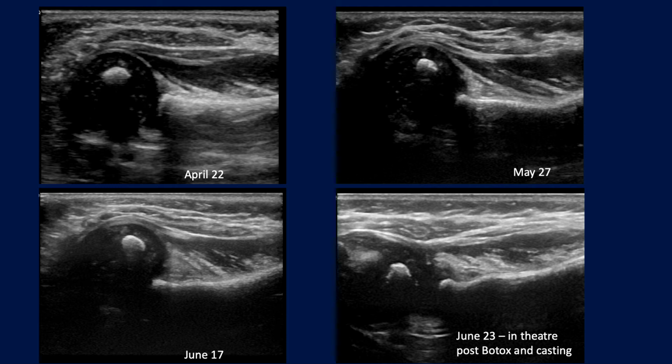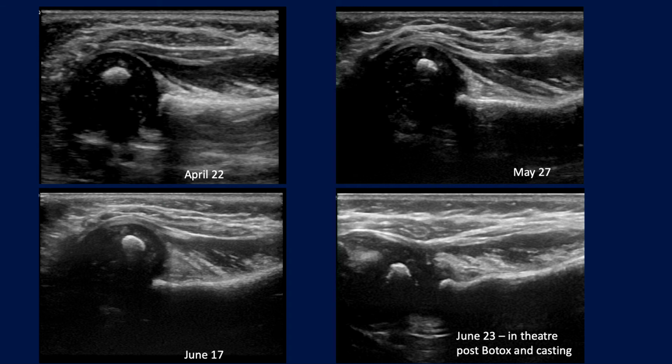A month later, on May 27th, the degree of subluxation of the humeral head had progressed with a greater alpha angle, now close to 90 degrees. By June 17th, another month later, the humeral head was entirely dislocated posteriorly, so we're having progression of the deformity despite treatment in the supination and external rotation splint.